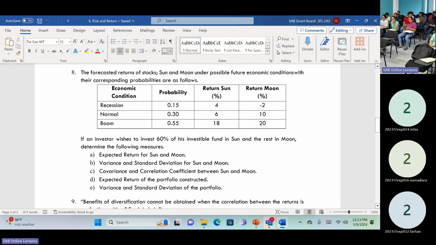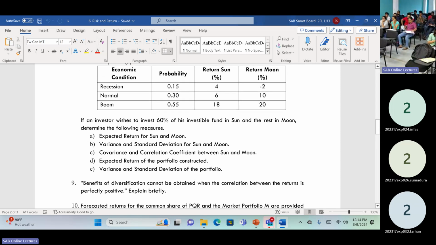Forecasted returns for the stocks Sun and Moon under the possible future economic conditions are given, with three economic conditions. If the investor wishes to invest 60% of his wealth in Sun and the rest in Moon, calculate the expected return of Sun and Moon, the standard deviation of Sun and Moon, the correlation coefficient between Sun and Moon, the expected return of the portfolio, and the weighted standard deviation. Finally, conclude whether by constructing this portfolio you are getting a diversification advantage or not. This is based on the discussion after this.